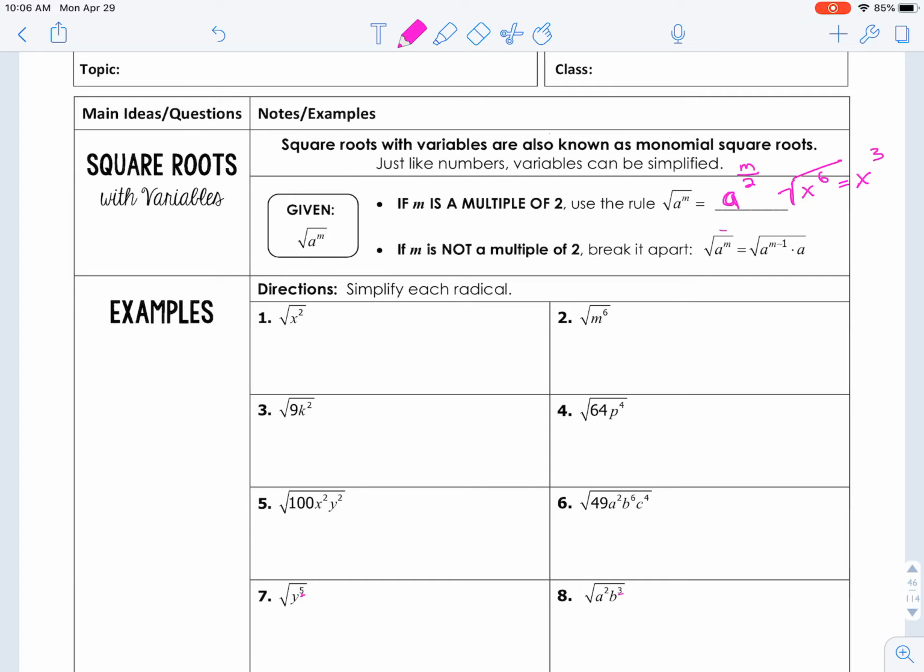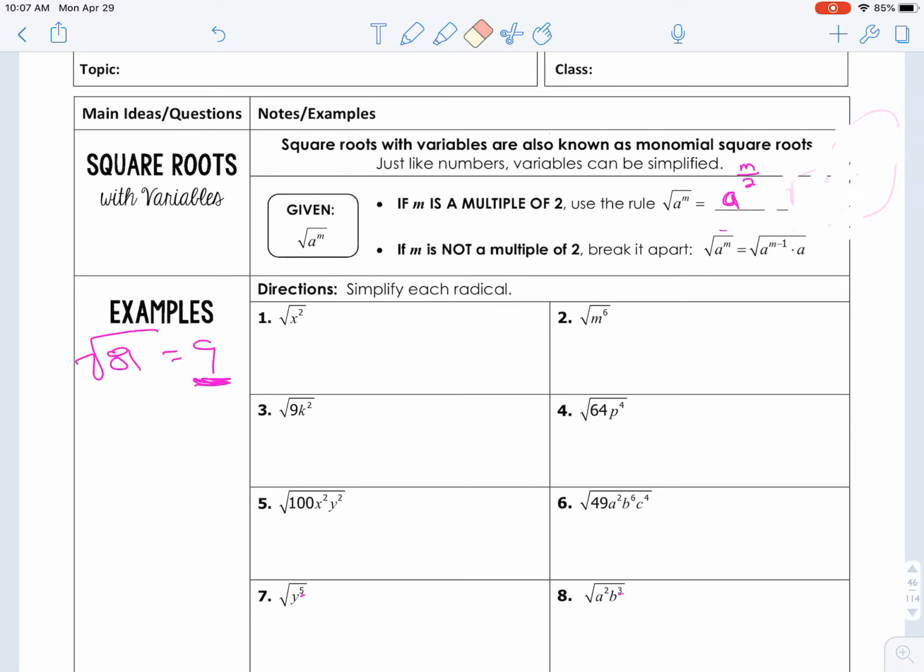Okay? And just to prove that to you, just think about what square roots do. If we have the square root of 81, we know that that's 9, because 9 times 9 is 81. So if we applied that logic, that this times this is 81, then this times this must be x to the 6th, and sure enough, x to the 3rd times x to the 3rd would be 3 plus 3, and it would lead me to my answer.